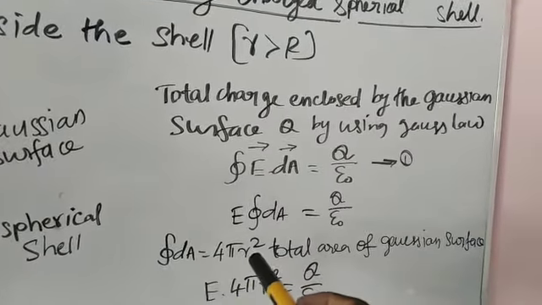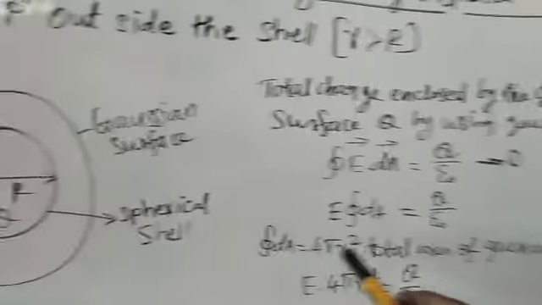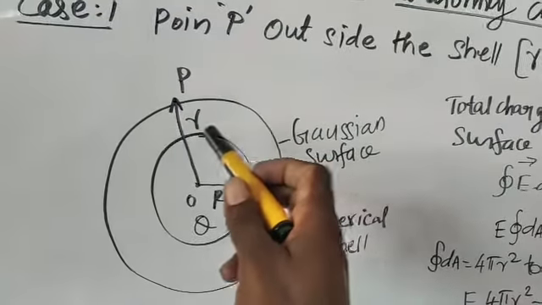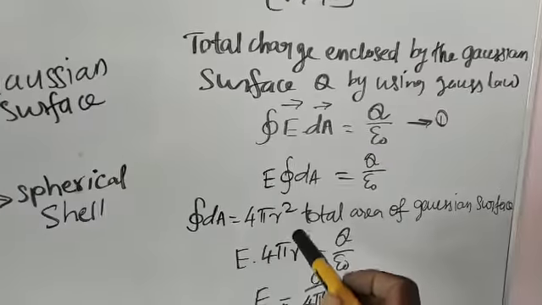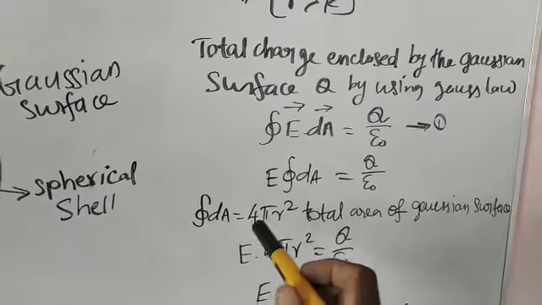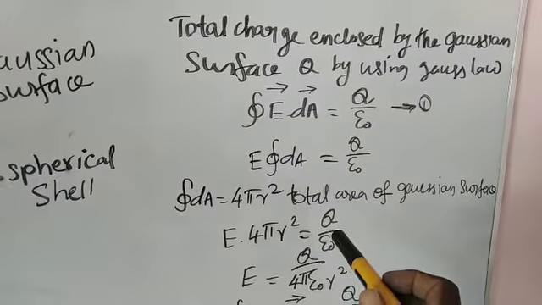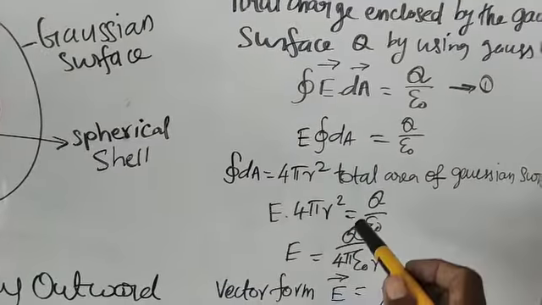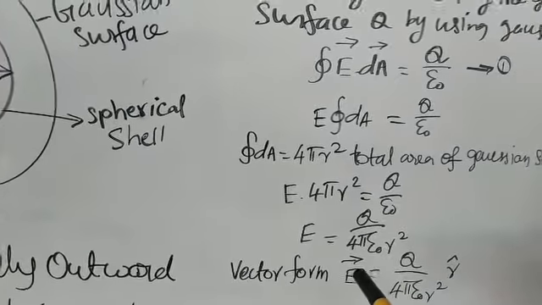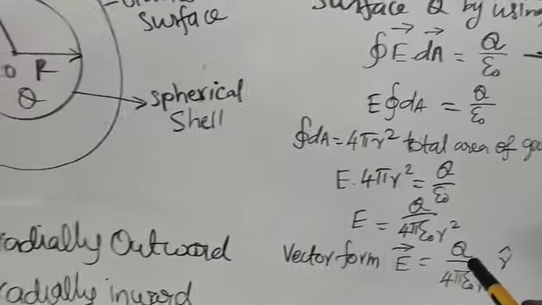Integral dA is equal to 4 pi r square. This means the total area of the Gaussian surface. Here the Gaussian surface is a sphere, so the area of the sphere is 4 pi r square. So substitute this value in the equation: E times 4 pi r square equals Q by epsilon naught. So E equals Q by 4 pi epsilon naught r square. In vector form, E vector is equal to Q by 4 pi epsilon naught r square times r cap, the unit vector.